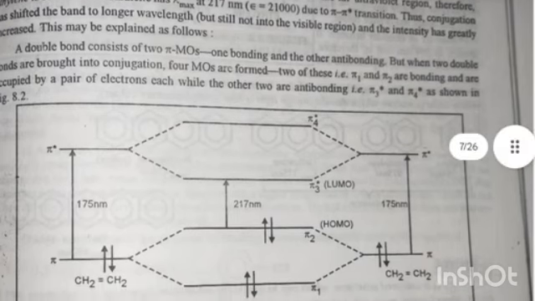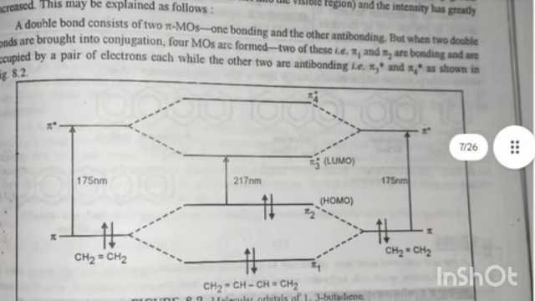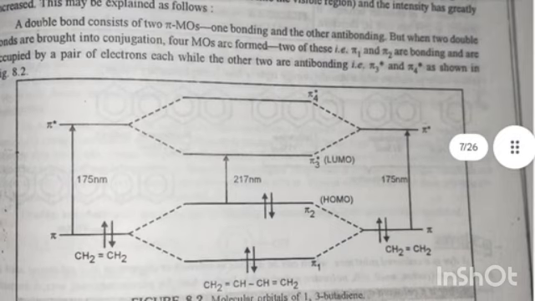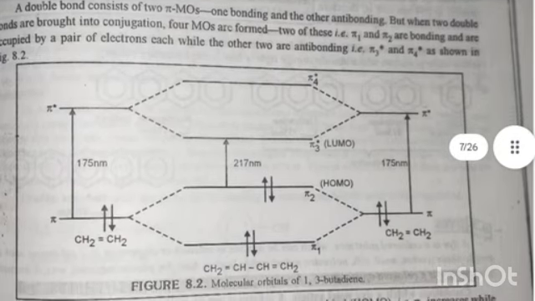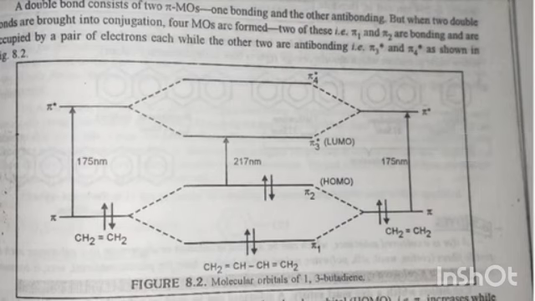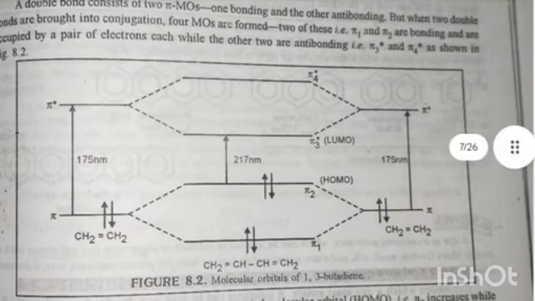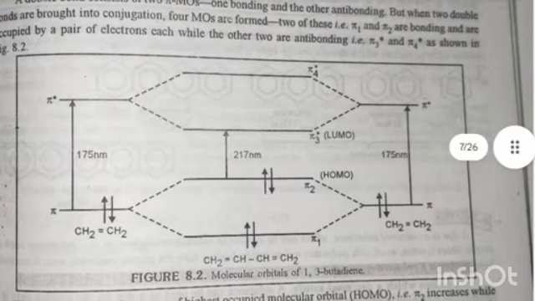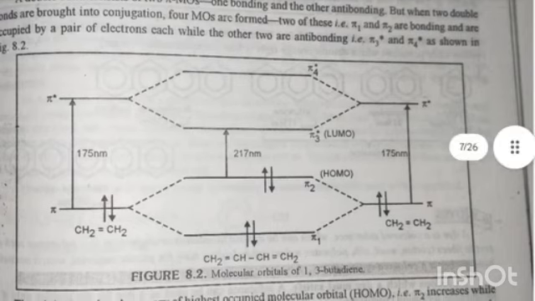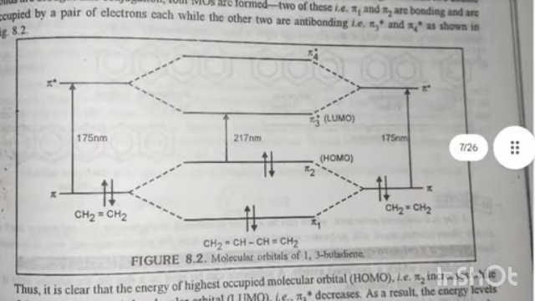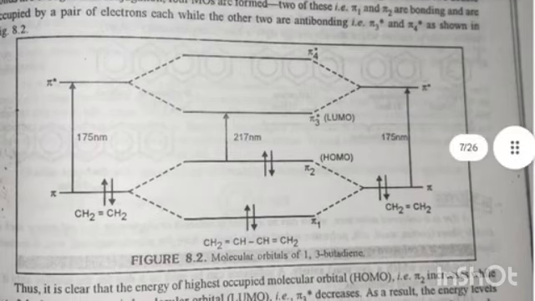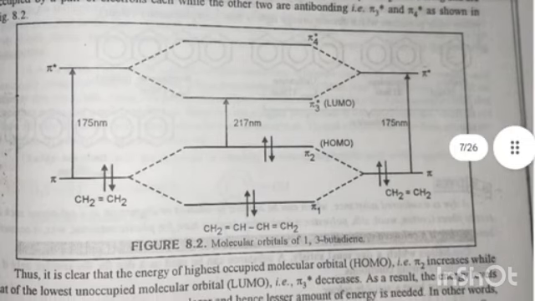This may be explained as follows: a double bond consists of two MOs, one bonding and the other antibonding, but when two double bonds are brought into conjugation, four MOs are formed. The MO diagram is formed of these. That is, pi 1 and pi 2 are the bonding orbitals, occupied by a pair of electrons each, while the other two are antibonding, that is pi 3 star and pi 4 star, as shown in figure 8.2.